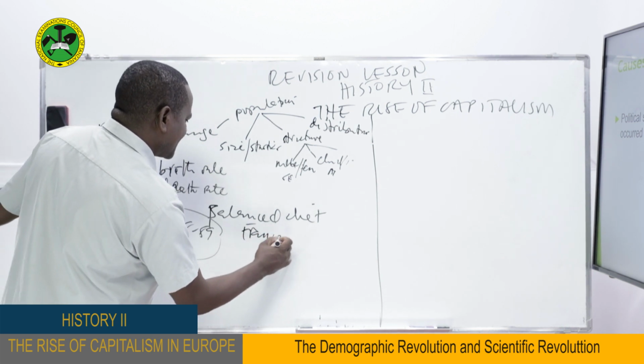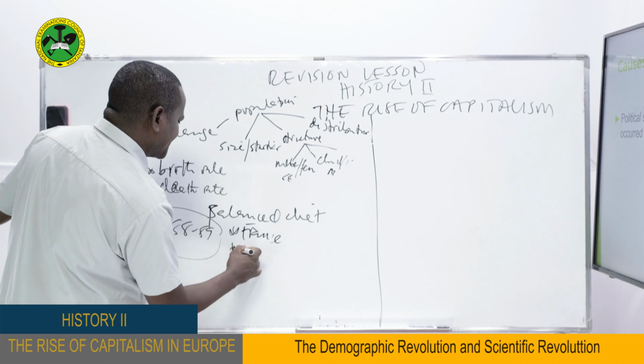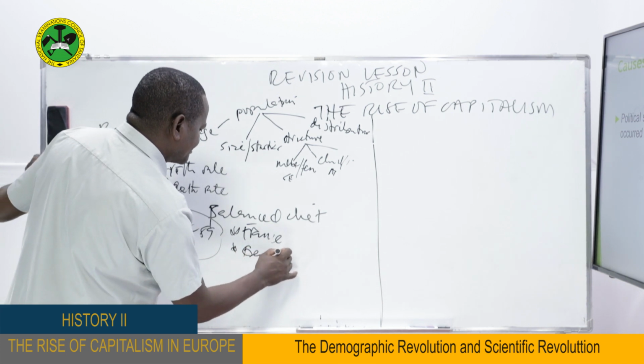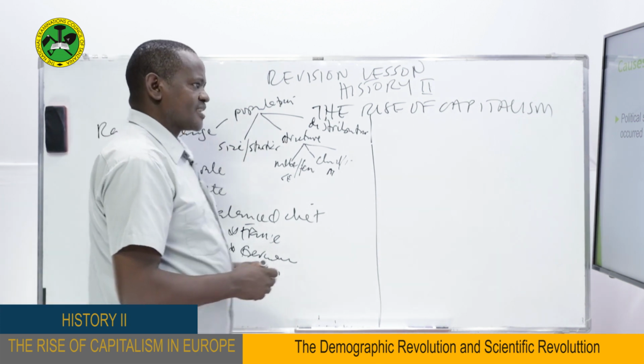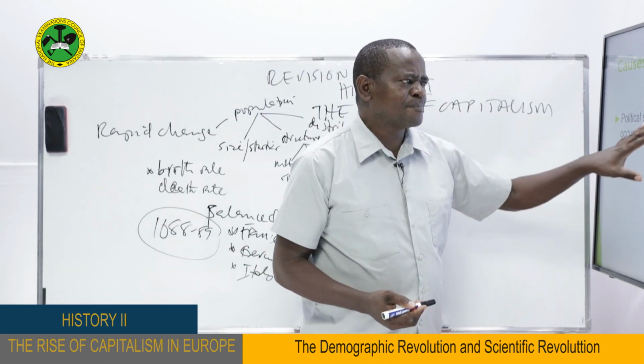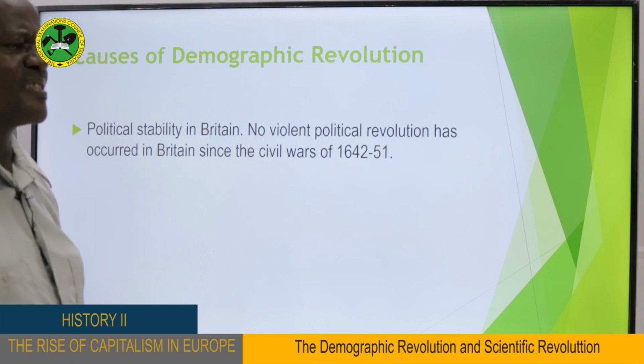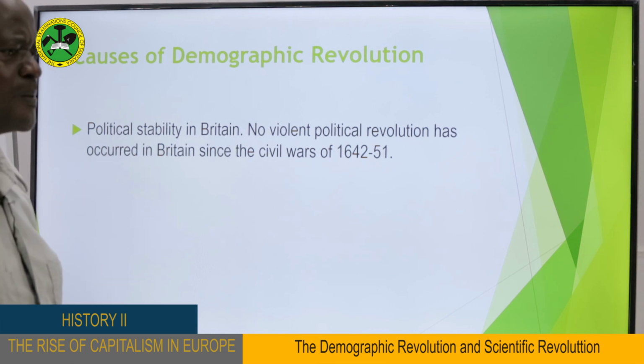In Germany, they had to fight a war of unification. The same applied to Italy. The Italians were also fighting wars. But in England at this time, there was peace. So we are speaking of political stability as one of the reasons for the increase in population in Britain.